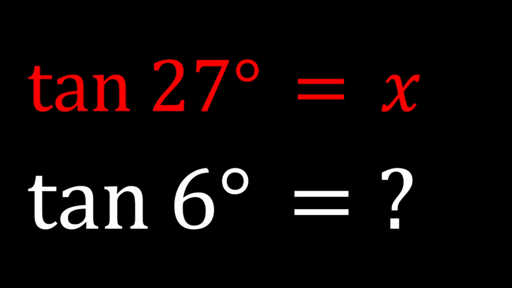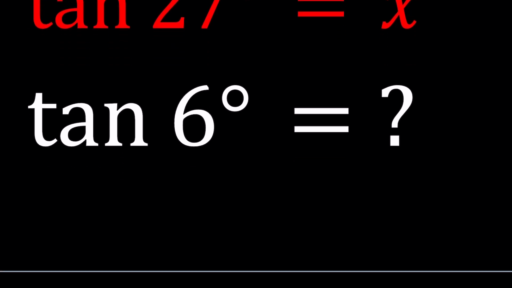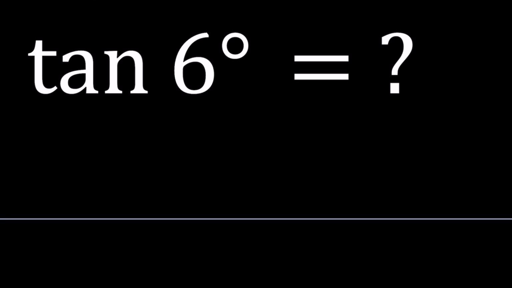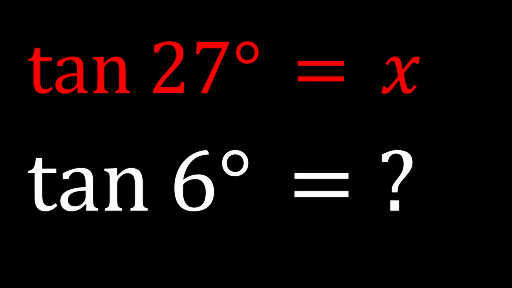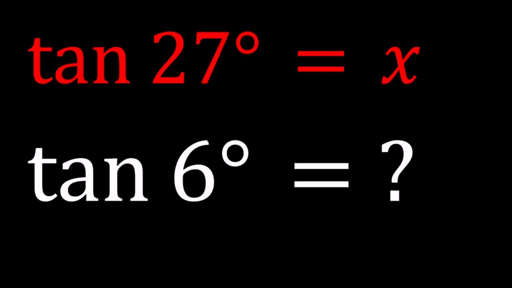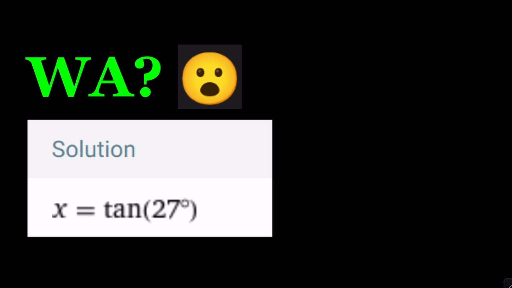But first of all, before we get into the solution, I'm curious, do you think Wolfram Alpha can solve this problem? My prompt was something like find tangent 6 if tangent 27 is equal to x, of course in degrees. Or I said something like in terms of x, couple different trials, and this is what I got. Solution is x equals tangent 27. Duh, we already knew that. So unfortunately, Wolfram Alpha failed to solve this problem, which we're going to solve together.